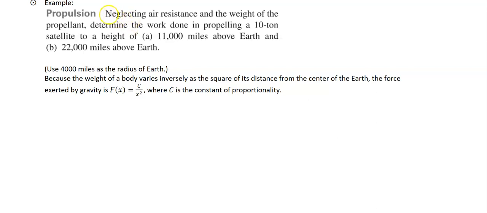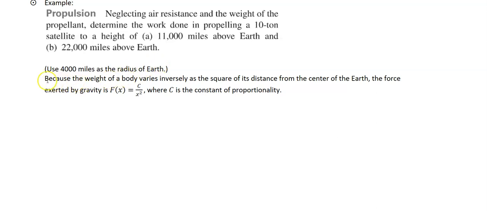This example says, neglecting air resistance and the weight of the propellant, determine the work done in propelling a 10-ton satellite to a height of 11,000 miles above Earth and 22,000 miles above Earth. Whenever you're talking about Earth and using miles, you can use 4,000 miles as an approximate radius of the Earth, just to keep everything a little bit simple.